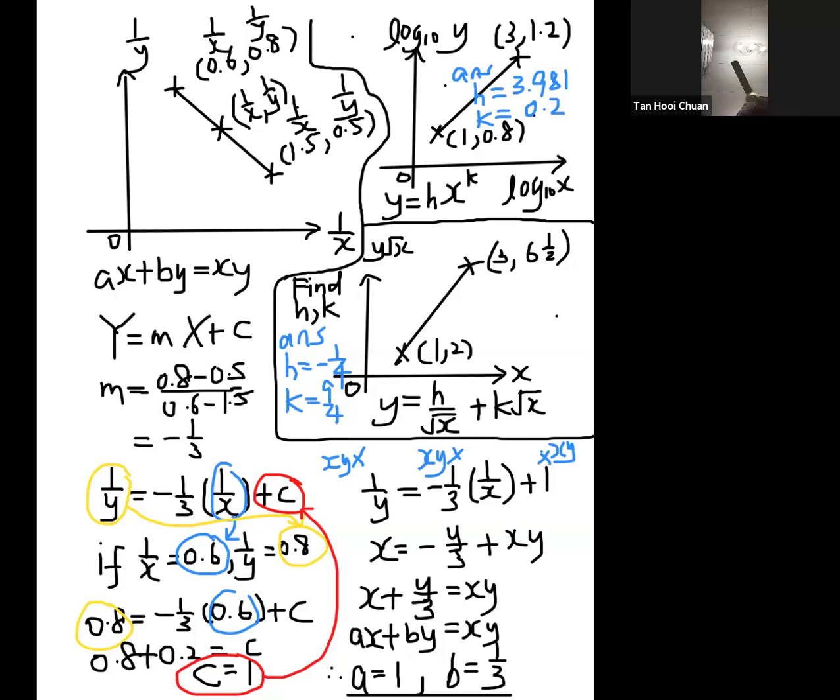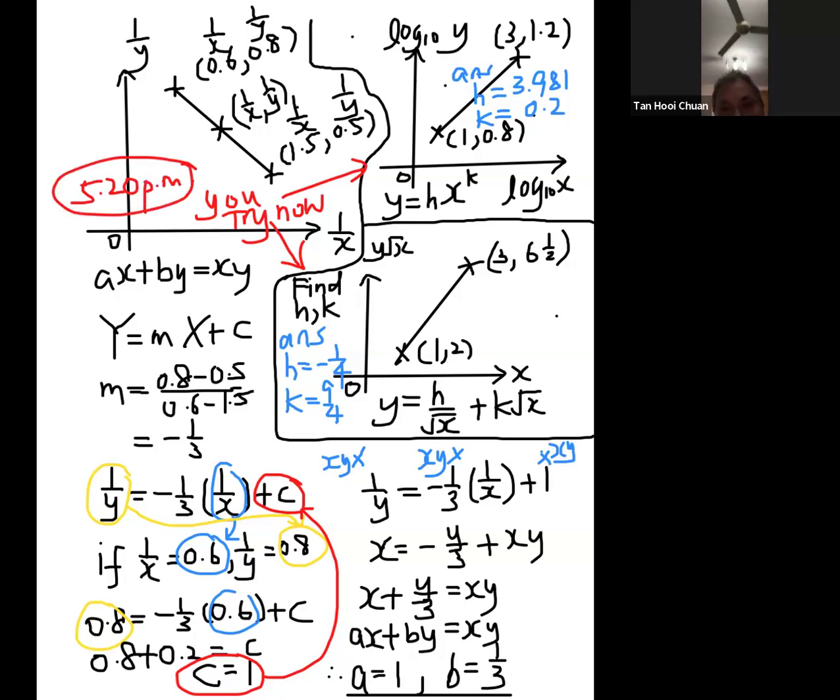Now, 5:20. You try this too. For those who just joined the class, remember your physical class. Actually, I let you try 4 questions. Another 2 questions have already been explained during the previous section. Now try these 2 questions. I will explain at 5:20. The blue color is the answer. I'll come back to you. You start trying.